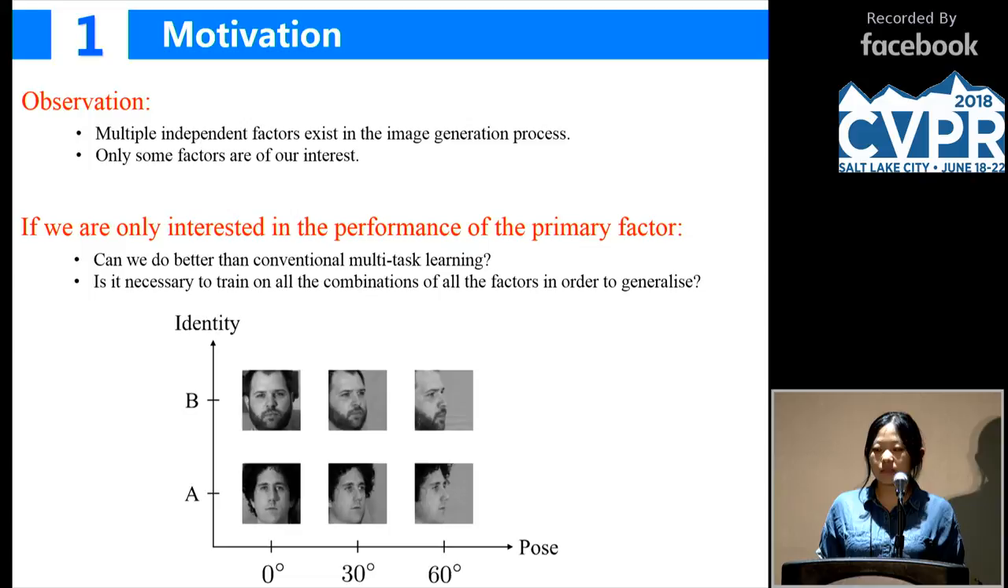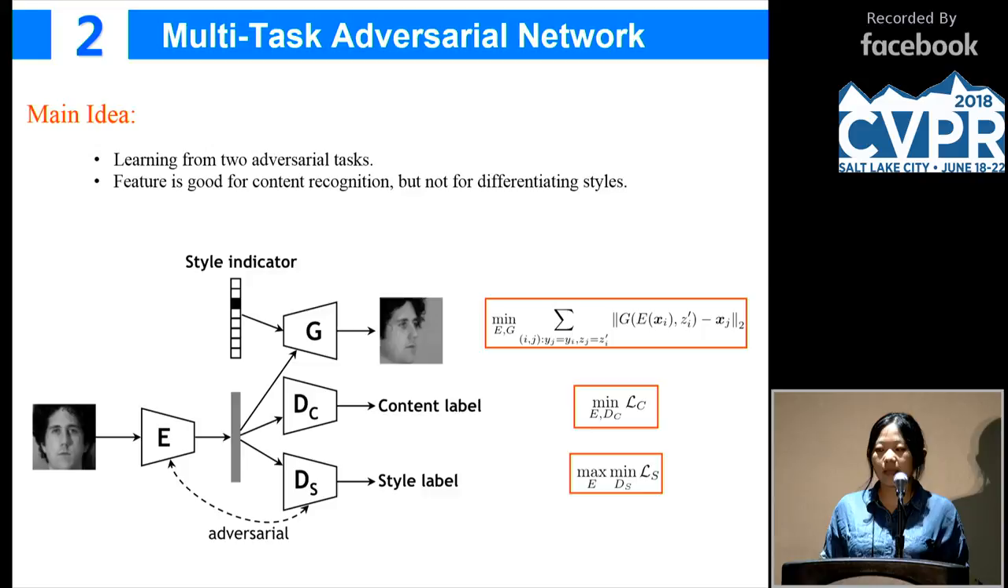In this work, we address two research questions. The first one is, if we are only interested in the performance of the primary factor prediction, can we do better than conventional multitask learning that learns a shared representation to predict all the factors? The second question is, is it really necessary to train on all the combinations of all factors to make our model generalize better? The network architecture of our multitask adversarial Wasserstein network is shown in this slide.